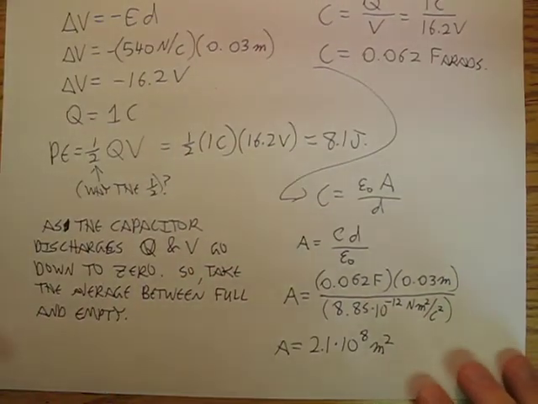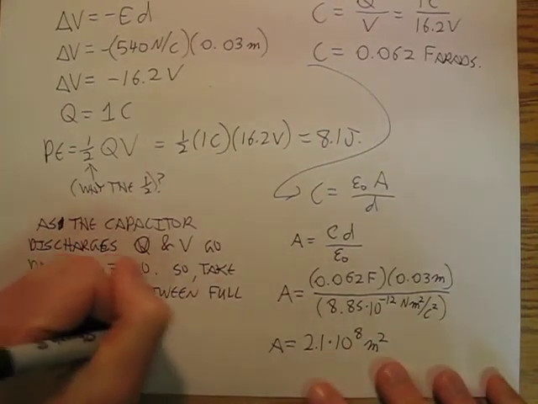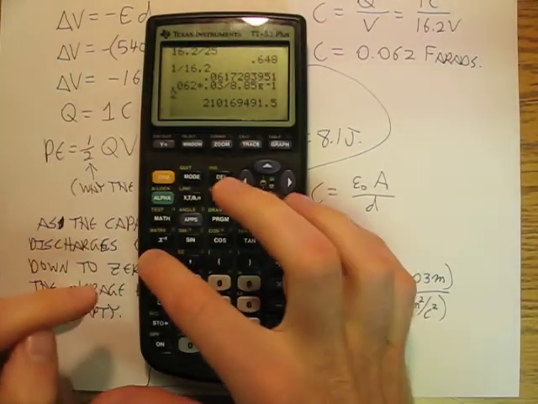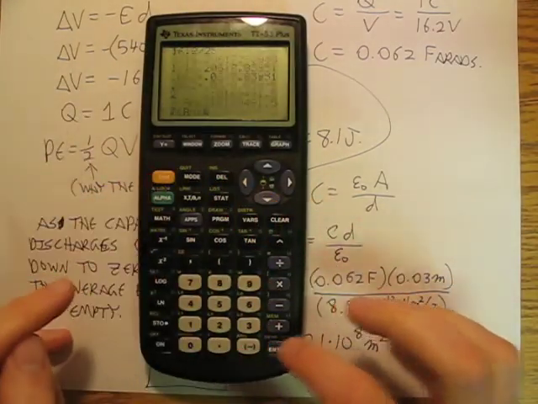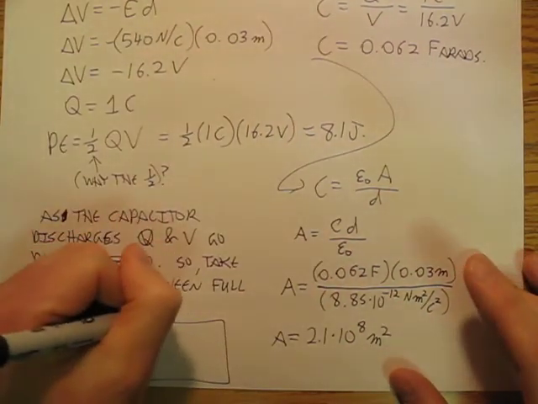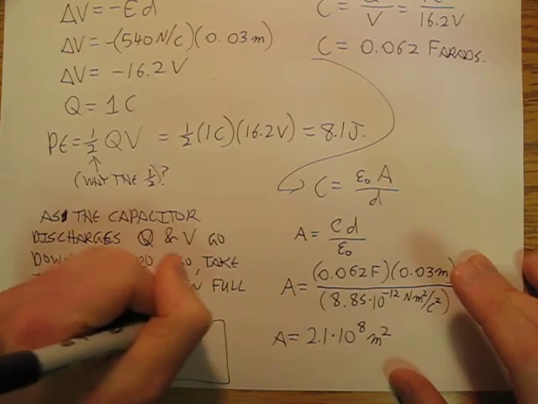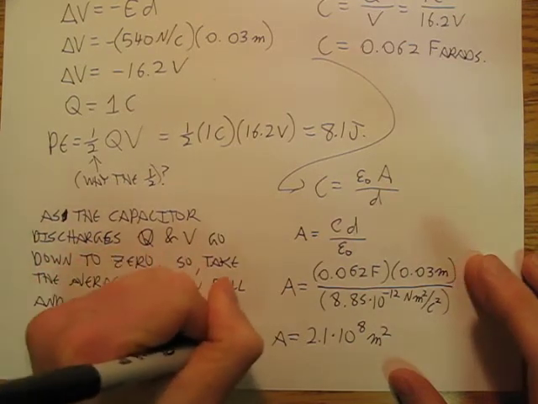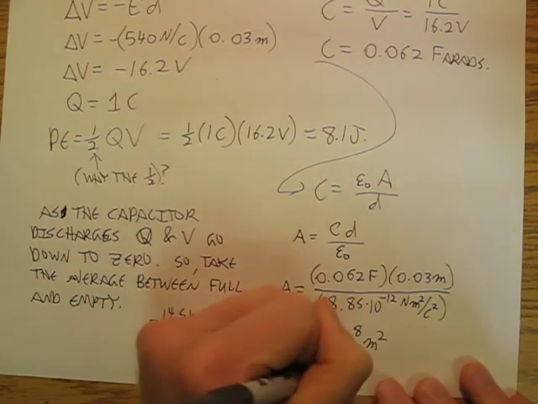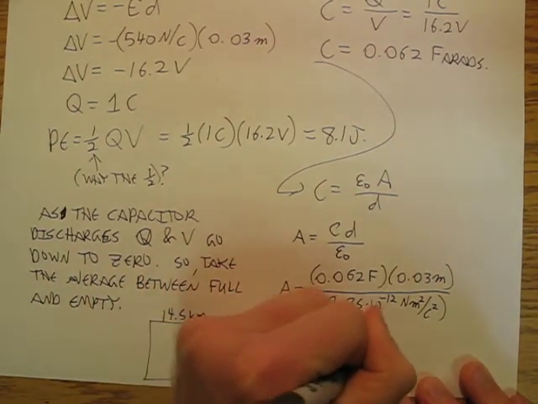Okay, and so that's not reasonable. That's a square. If I take the square root of that, that's 14.5 kilometers on a side. So this is not reasonable.